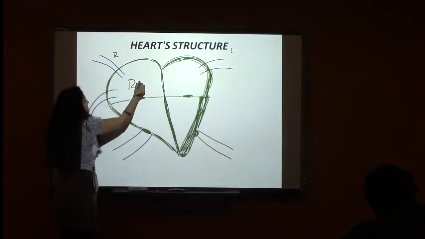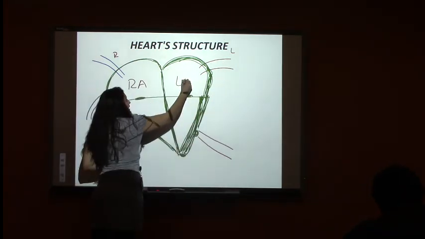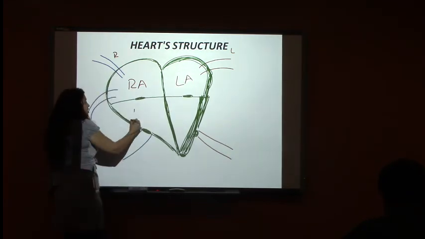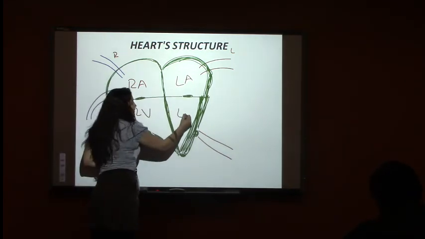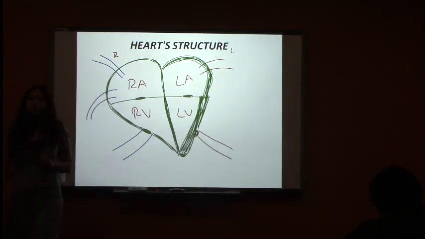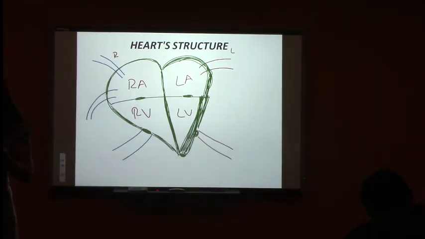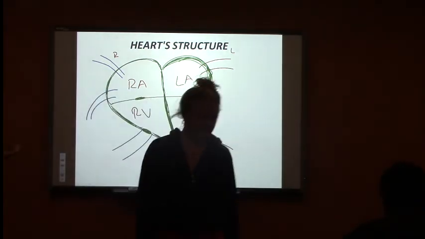This is called the right atrium. This is called the left atrium. This is called the right ventricle. This is called the left ventricle, okay? These are the 4 chambers of the heart. The top 2 chambers are atria, the bottom 2 chambers are ventricles. They're named according to the sun.